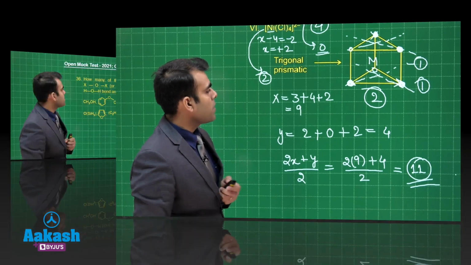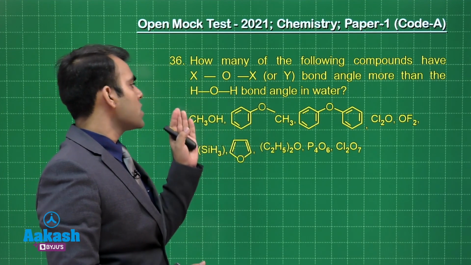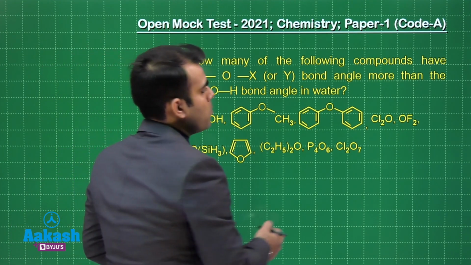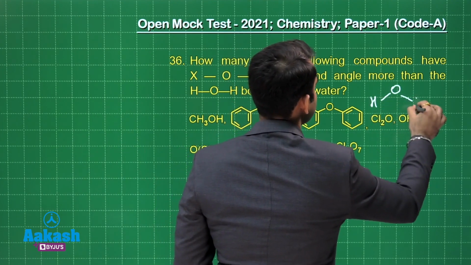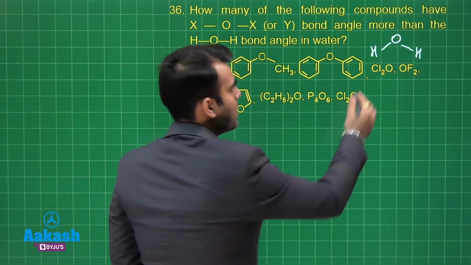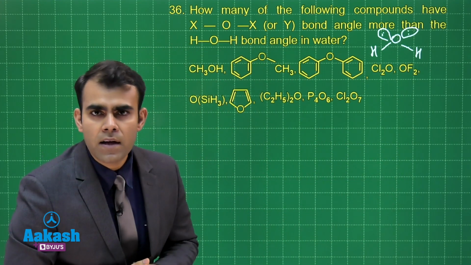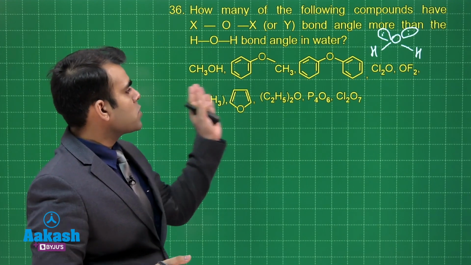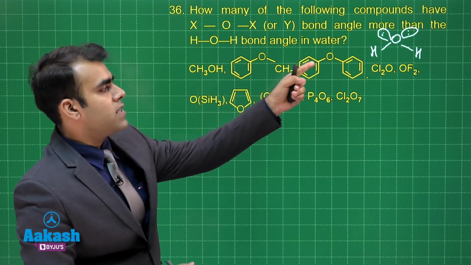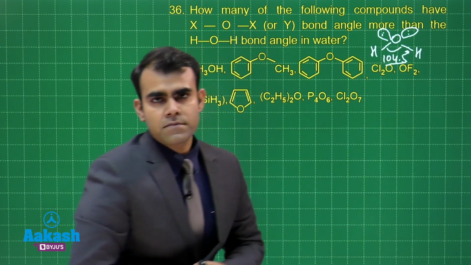Moving on to my next question. That is, how many of the following compounds have an XOX or XOY bond angle more than the HOH bond angle in water? Now the bond angle in water is around 104.5, that you all know. Why did this happen? Because of these two lone pairs which cause a large lone pair repulsion. Now we have to see in which of the following cases the bond angle is larger than this HOH bond angle, that is around 104.5 degrees.